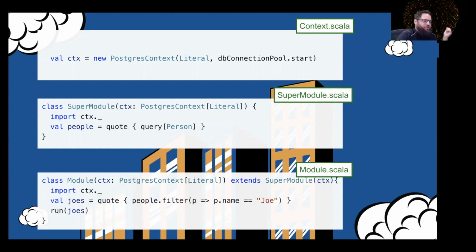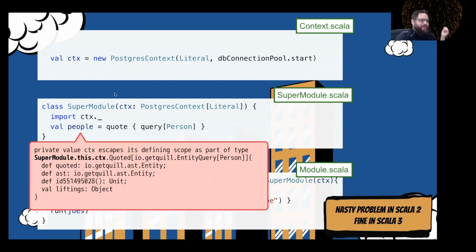Because quotation is a path-dependent type, and this is a private variable. Once we've put it into the constructor, it essentially becomes the equivalent of a private variable. But because quotation is a path-dependent type, and the private variable is on the path of the dependent type, it's like you're exposing this private variable. So this is a very, very big pain point.